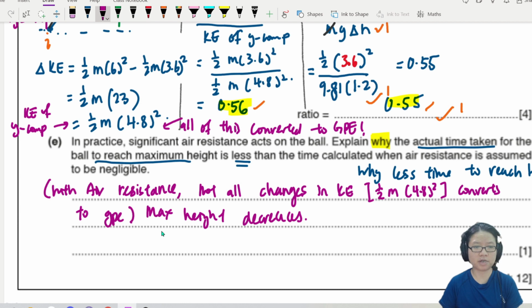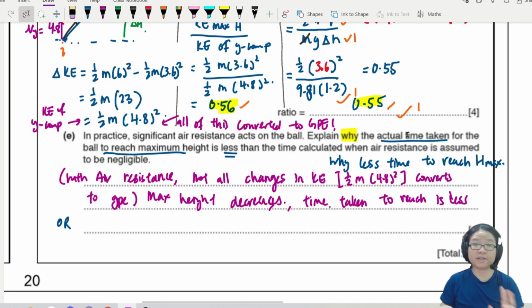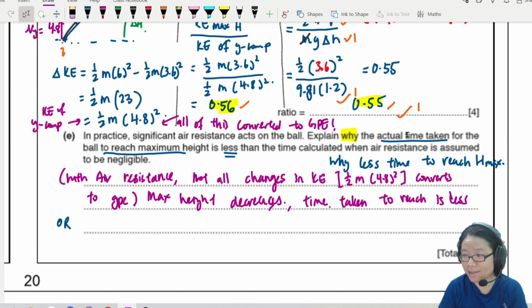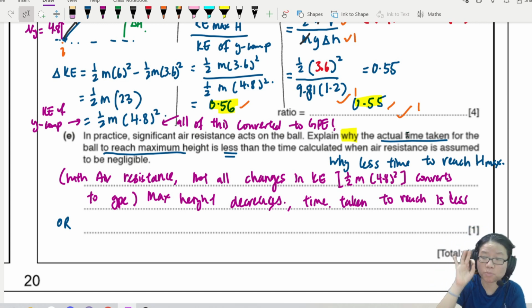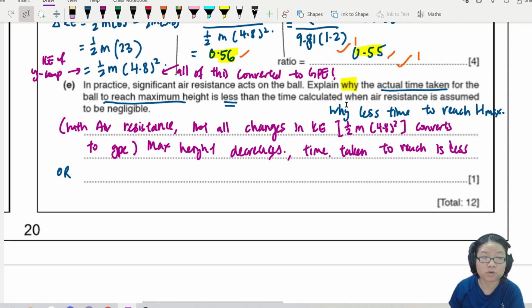And because of this, it takes a shorter time, or time taken to reach max height is less. So you could do this, but there is another way to explain why the time taken is less. All right, this one needs to borrow some ideas from dynamics or the next chapter, but I will draw it out for you.